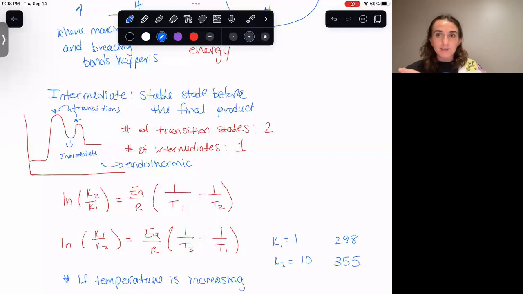That's why I asked, if you have temperature increasing, what does your K do? Your K should increase, right? If your K decreased, then that should trigger some red flags. If you are doing a problem and you know it's second order, but your units are coming out to have molarity on top, that should be a red flag because you're saying, no, this isn't correct. I know my molarity should be on the bottom.